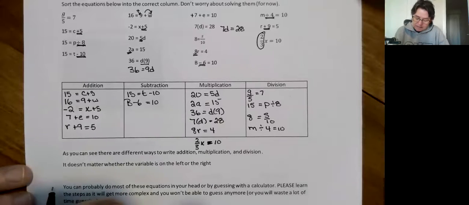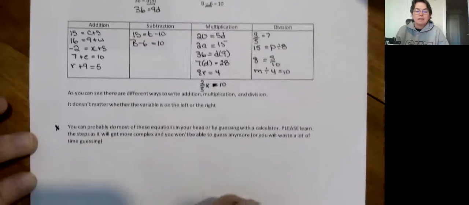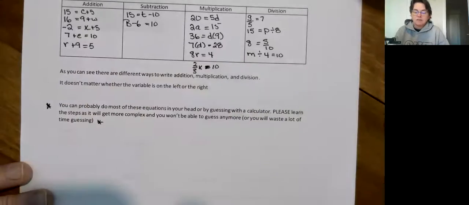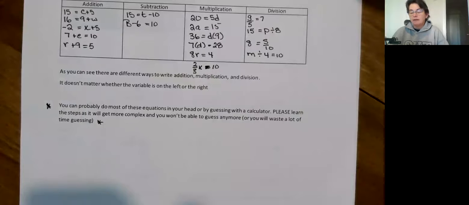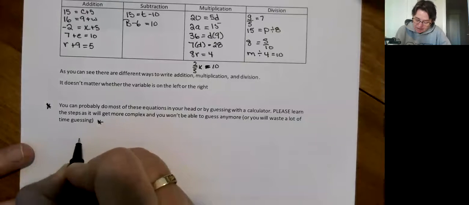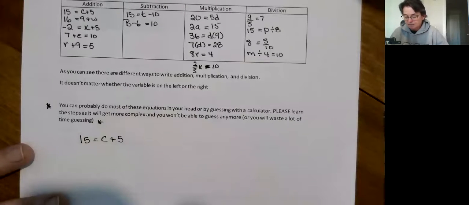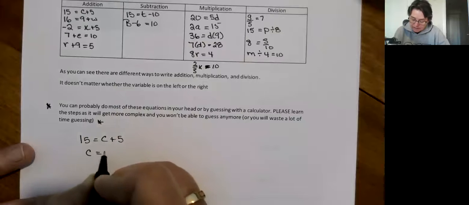And probably the key thing, I put that in the middle here. As you were looking at these questions up here, you could probably do most of them in your head, and that's okay. Or you could guess with the calculator and just check. Please, please, please learn how to do these one-step equations because they're going to get more complicated. And I get that, for example, if you have 15 is equal to c plus 5, you can look at it and go, what number plus 5 gives me 15? And you can go, c equals 10.